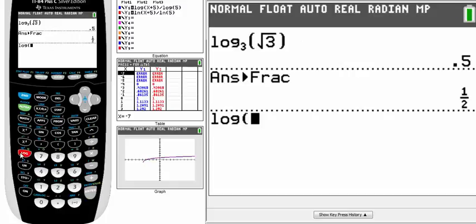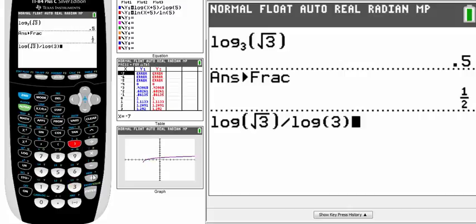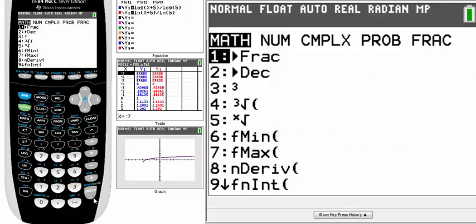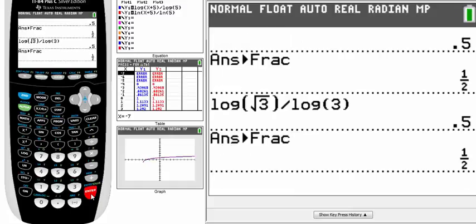So I'd have the log of the square root of 3, and I can use natural log here as well, don't forget. Now that parenthesis is kind of in the wrong spot. I need to arrow out first and then close my parenthesis. So log of 3 divided by the log of square root of 3 divided by the log of 3. And remember, base goes in the bottom. Get 0.5, and again I can convert that as well.